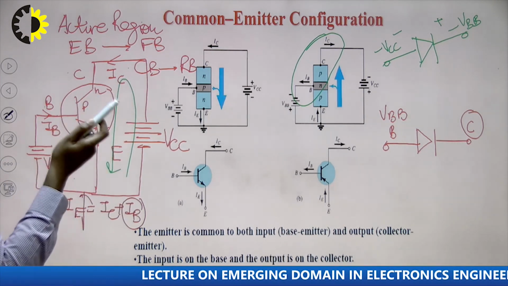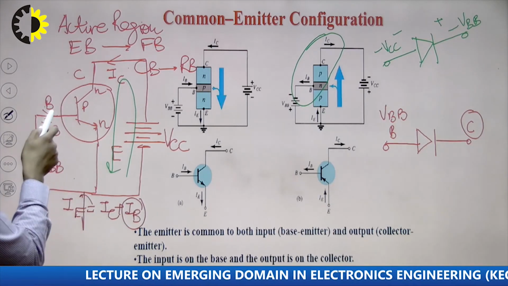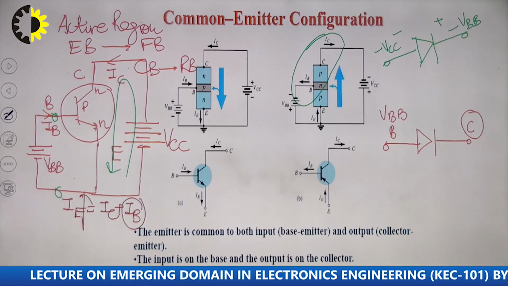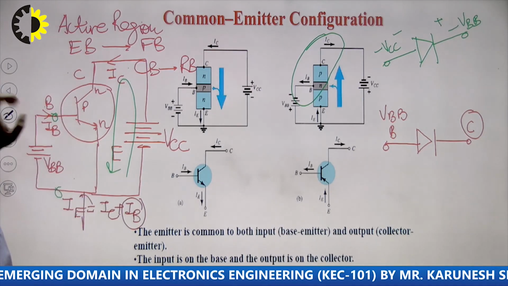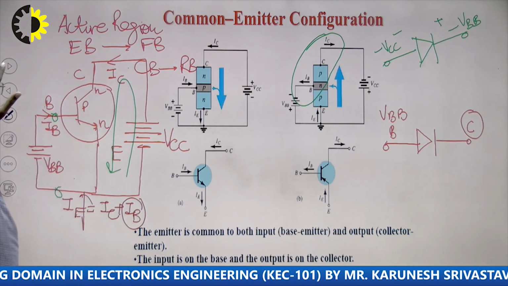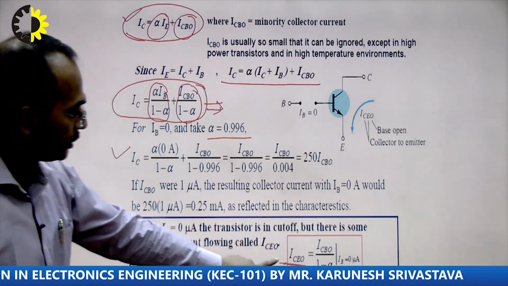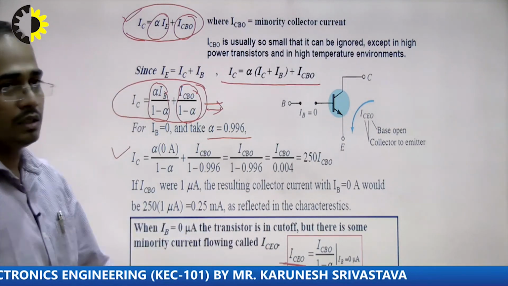So in which case will this current flow? When this terminal is open. So ICEO is nothing but the collector to emitter current when the base terminal is open. This is the minority carrier current. This is ICEO, the collector to emitter current when the base terminal is open.